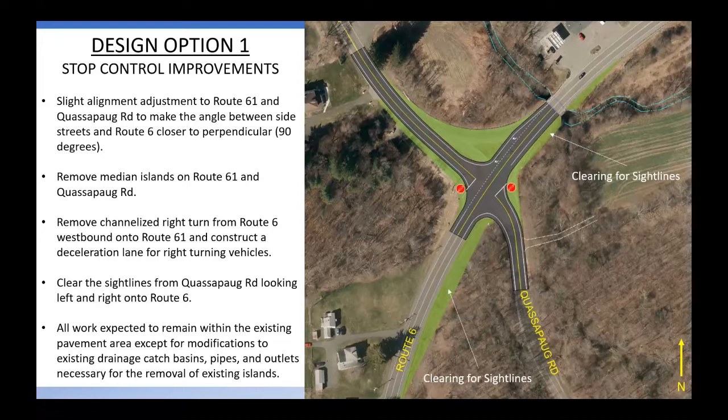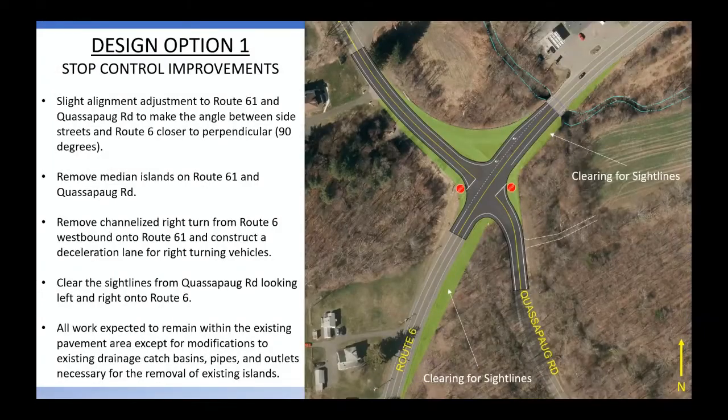This design would also remove median islands on Route 61 and Quassapaug Road as well as removal of the channelized right turn from Route 6 westbound onto Route 61 northbound, and instead construct a deceleration lane for right turning vehicles. The sight lines from Quassapaug Road, looking both left and right onto Route 6, would be cleared extensively.